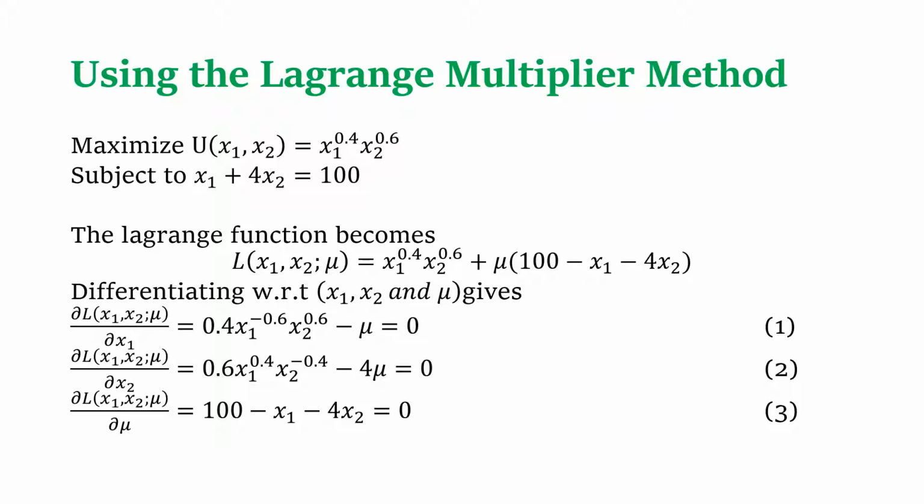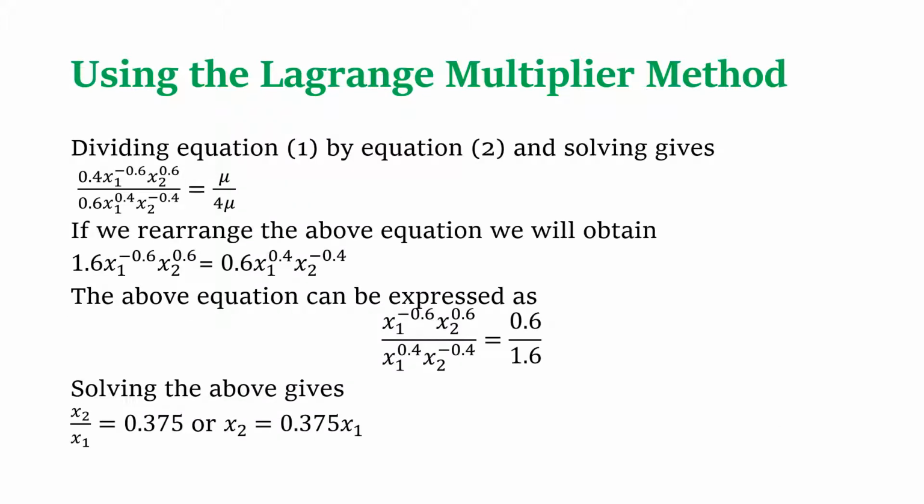So what we do here, we are going to divide the first by the second equation. Do you know why we do that? We do that because we want to eliminate mu. We want to eliminate the Lagrange multiplier. We want to take it off. Once we have eliminated that one, then we can solve our problem. Now let's proceed. So if we divide equation 1 by equation 2 and then solve, we're going to have this equation.